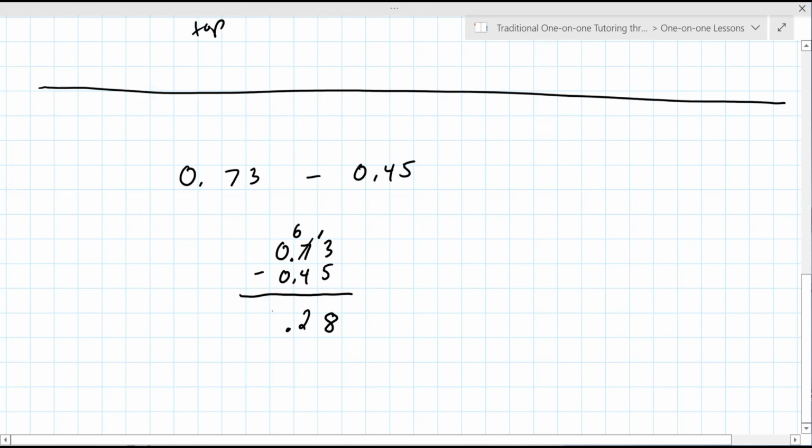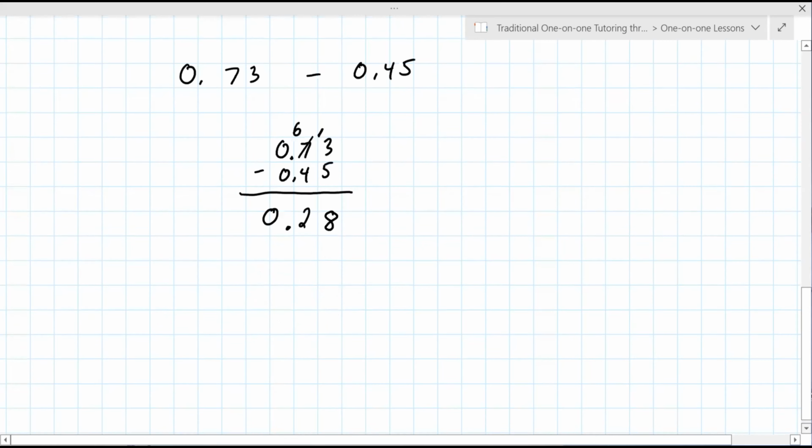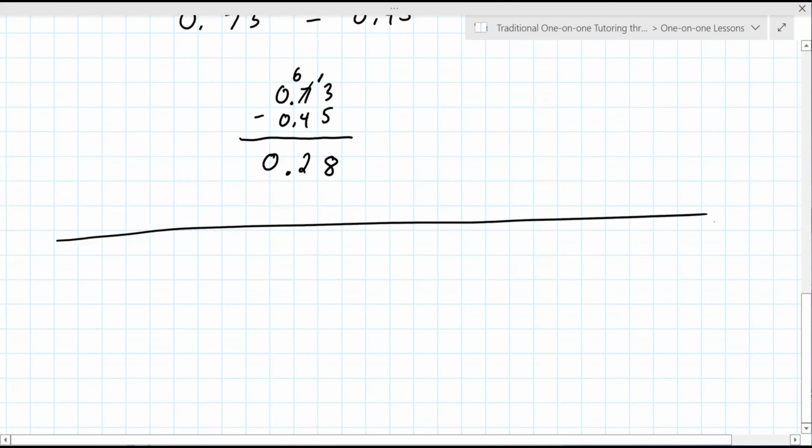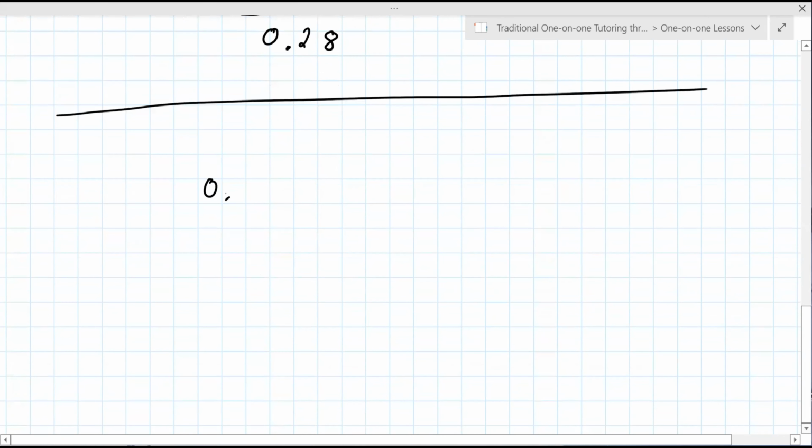Have you seen this before? No. Okay. So I'll wait till you get this down in your notes, but we can try another problem here. Let's try another problem. Let's go 0.972 subtract 0.385.